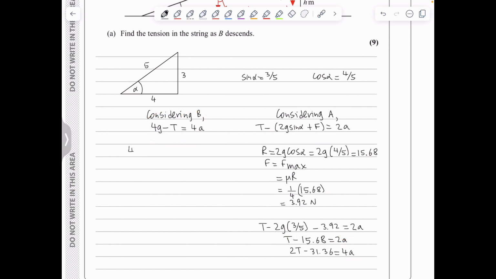I've got 4g minus T is equal to 2T minus 31.36, which leads to 70.56 being equal to 3T, and therefore we get that T is 23.52. Remember, since we've been using g to be 9.8, we need to give our answer to 2 or 3 significant figures. The 4 significant figures here would be penalized, and therefore we need to say that T is 23.5 newtons.